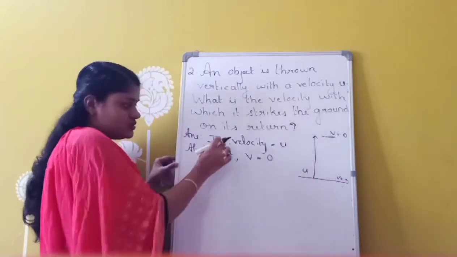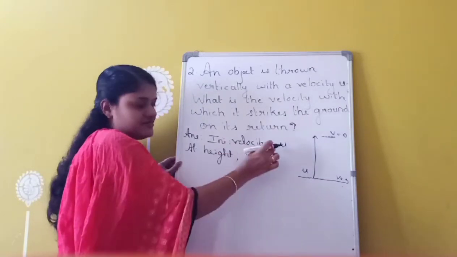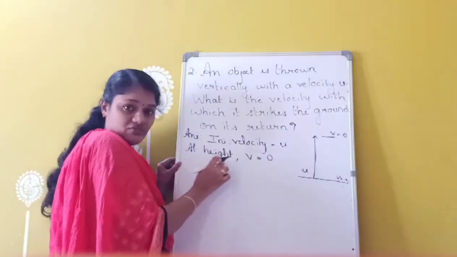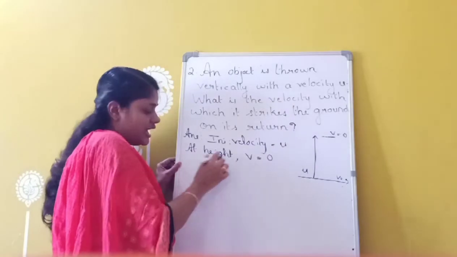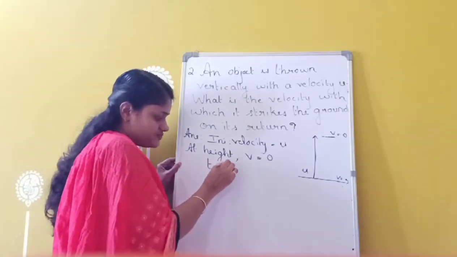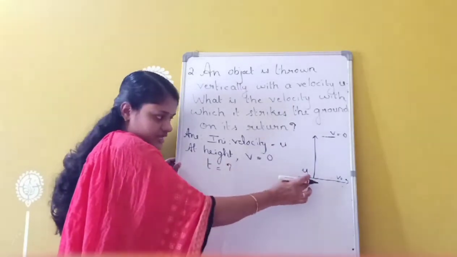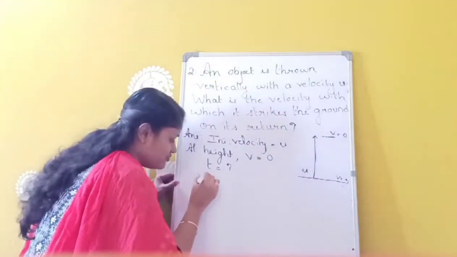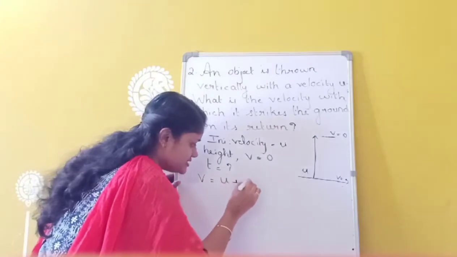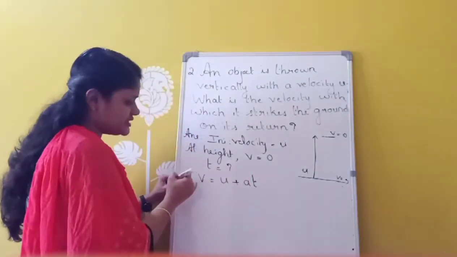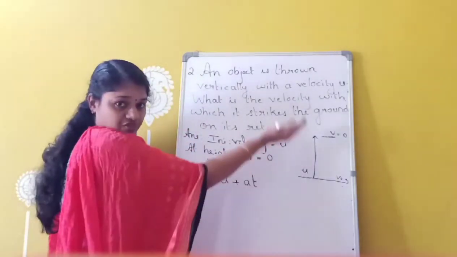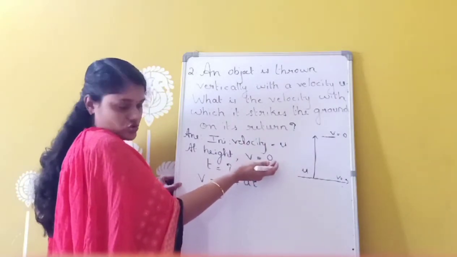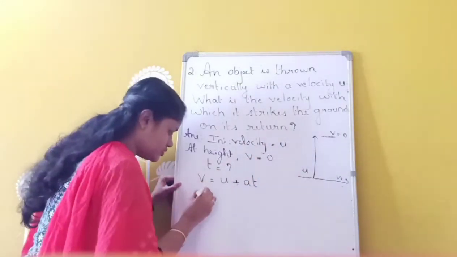Okay. So first of all, with these values, initial velocity is given, it is u. And at the height, what is the final velocity? 0. And we have to find out time first, the time for which this object has to reach this height. So we have the formula v equals u plus at. What is the final velocity for the upward movement? 0. So instead of v, we can write 0.